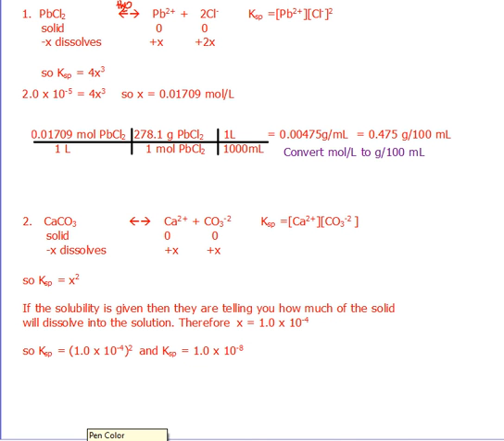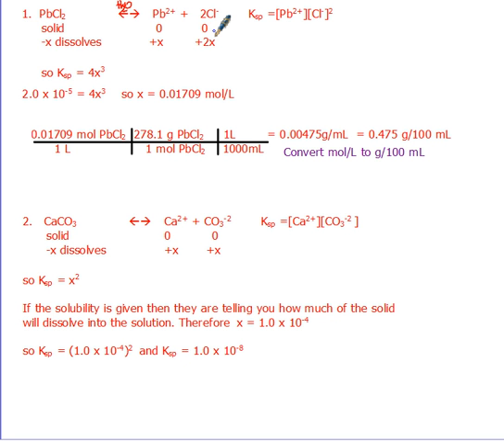Unless it's otherwise stated, we always assume that there are no initial ions in the solution. Now we'll have some other scenarios in later problems in just a couple minutes where there is some initial chlorine or lead, but in this first question there's no mention of any lead in the water, there's no mention of any chlorine in the water. It's just how much lead chloride will dissolve into water in terms of grams per 100 milliliters.